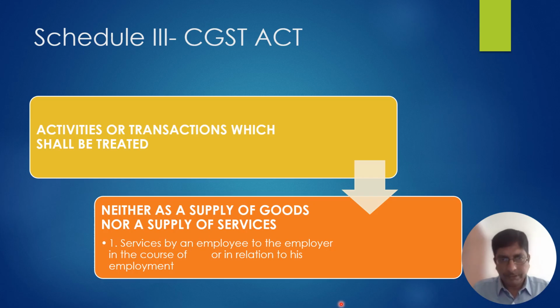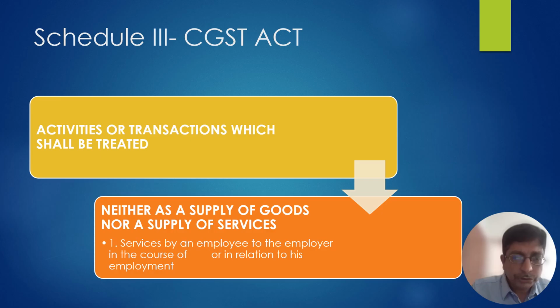Correct? Therefore, the canteen facility, which is a part of CTC, is neither a supply of goods nor a supply of services, as covered by Schedule 3. Therefore, the employer is not liable to pay any GST on the output side, as this is not a supply.